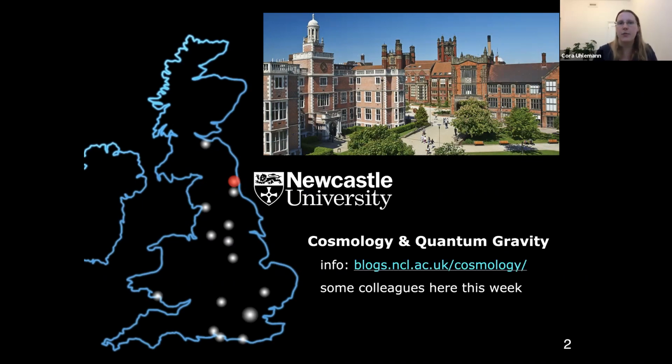Now, if you're wondering where Newcastle is, here's a map of the UK cosmology landscape. And Newcastle is the red spot in the north of England, very close to Durham. Now here we have a research group for cosmology and quantum gravity, and actually some colleagues are attending Cosmology from Home, so hopefully this will give you a taste of the kind of work we do here.